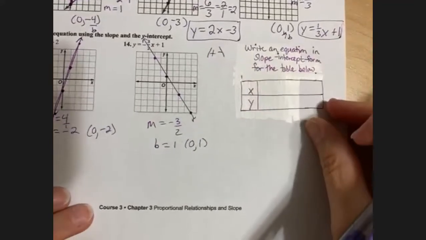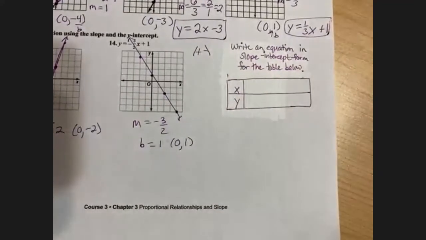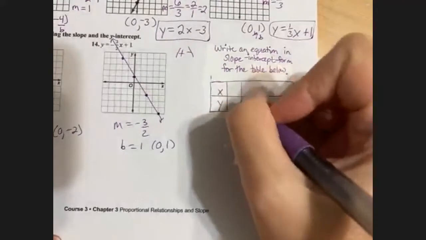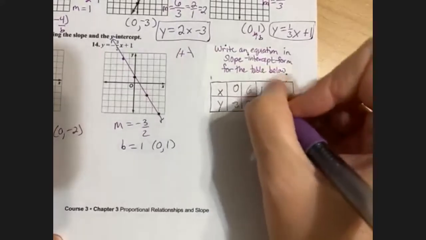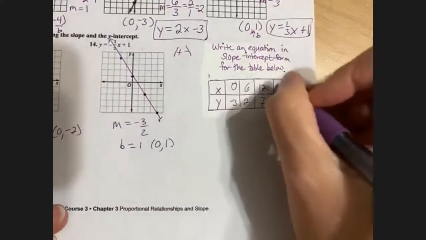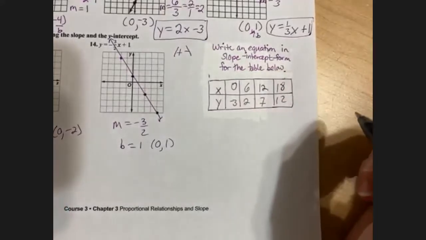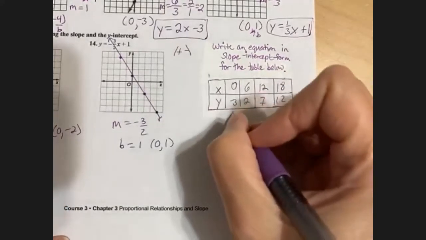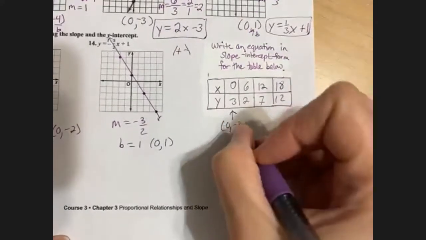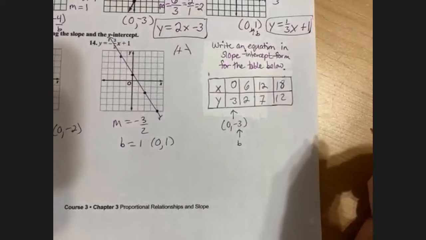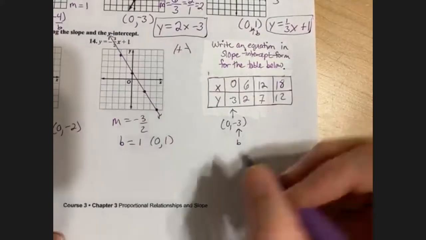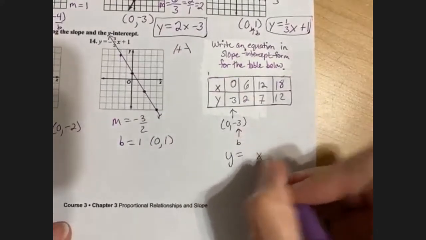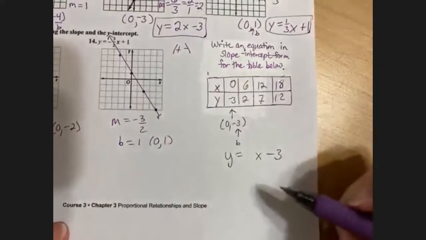One other thing you're going to have to do is take a table of values and plug it in. And so we're going to try a couple examples here. So let's say I have 0 and -3, 6 and 2, 12 and 7, and 18 and 12. And I say, okay, write an equation. Well, here is my 0, -3. So automatically, that's my b. My b's there. If it's not there, you can find it in your graph and use it. Okay, so I know I'm going to have y equals something x minus 3.